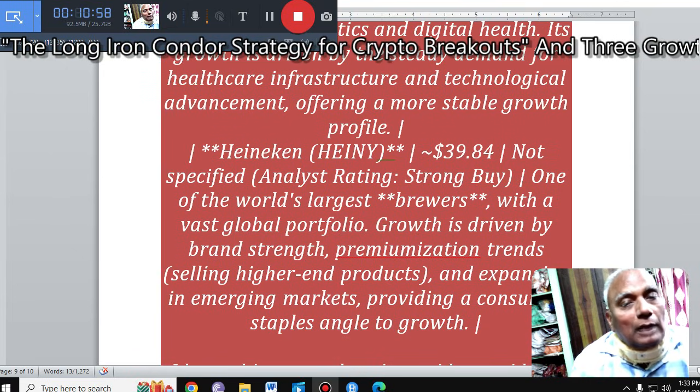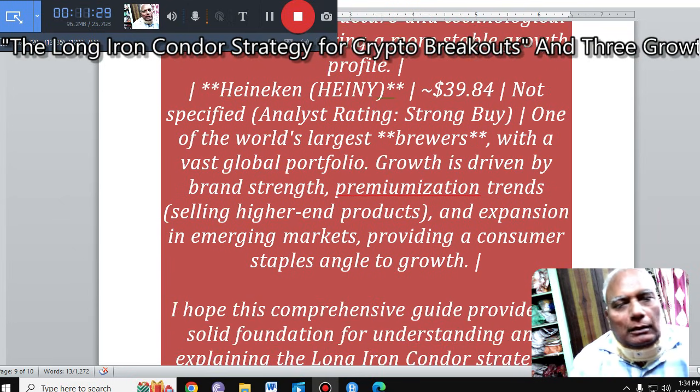Third one, Heineken, HEINY. Current price is $39.84, analyst rating not specified, a strong buy. One of the world's largest breweries with a vast global portfolio. Growth is driven by brand strength, premiumization trends, selling higher-end products, and expansion in emerging markets, providing a consumer staples angle to growth.